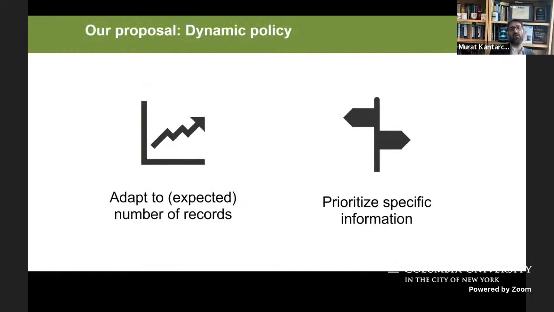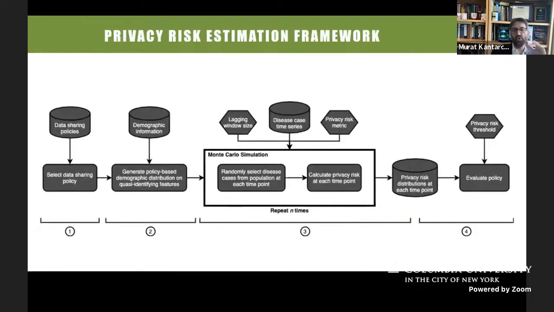So we developed a framework where we can adapt to the number of patient records changing every day, and we can prioritize different specific information. Let's say you want it to be more detailed with respect to age but less so for race, or maybe you want it to be more detailed on race, et cetera, while understanding the privacy implications. We developed this privacy risk estimation framework.